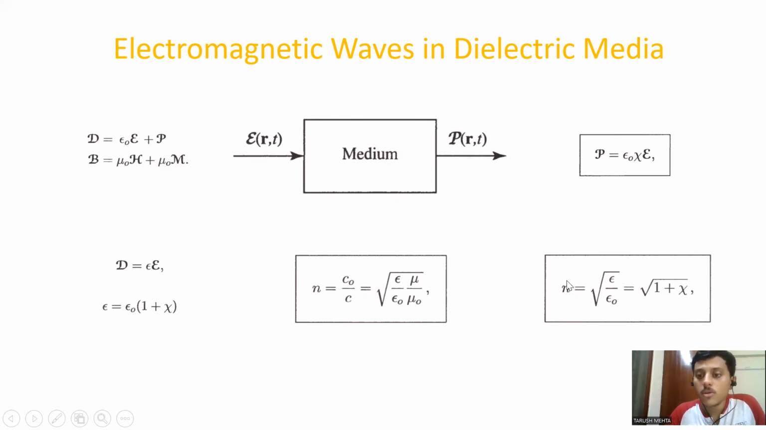So again, these are some equations through which we can also define the refractive index of a material, that is given by root over 1 plus xi, where xi is the susceptibility.